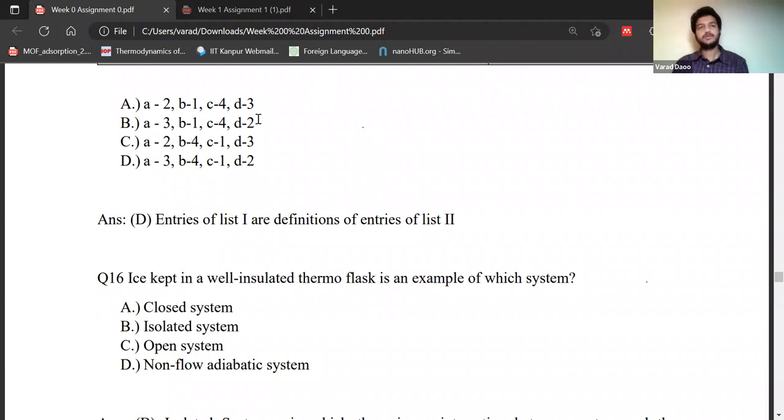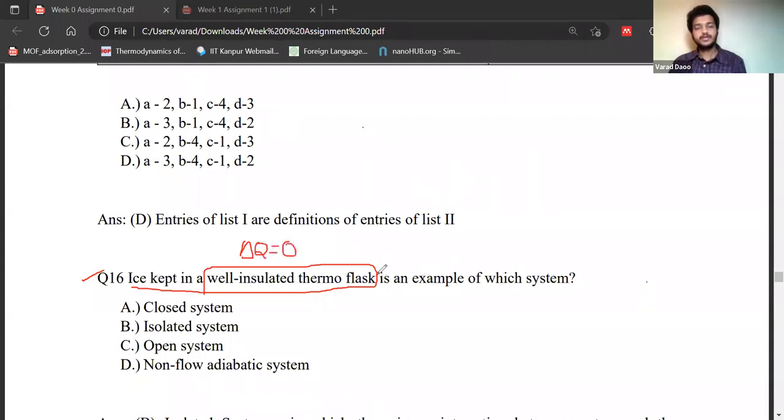So then let us go to the next question. So what is the next question? The question number 16. Okay. So ice is kept in a well insulated thermal flask. Okay. So well insulated, that means delta Q is 0. It is an example of which system?